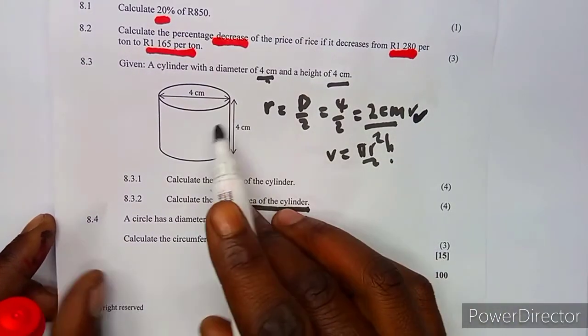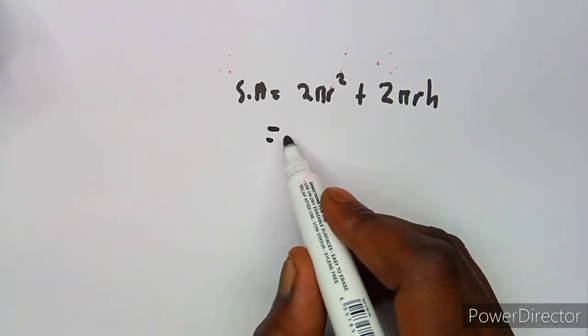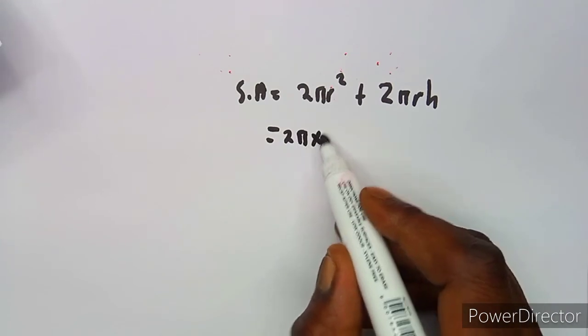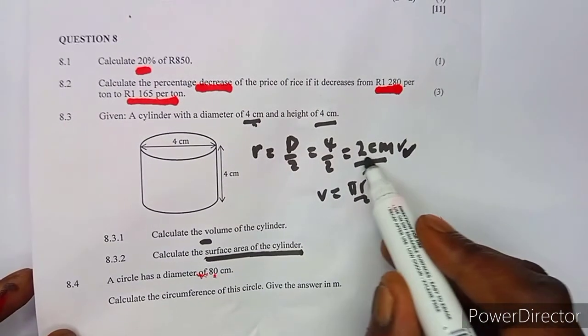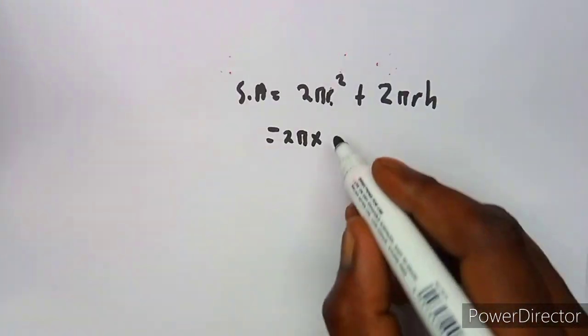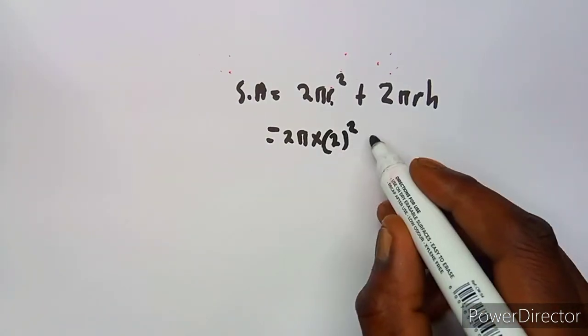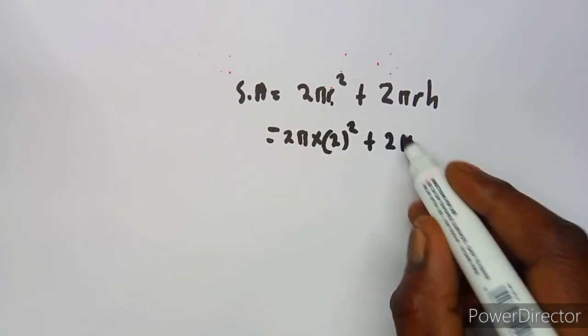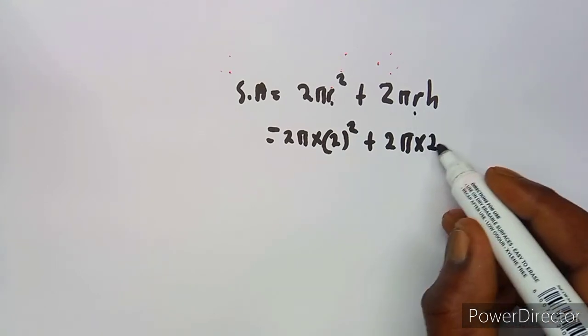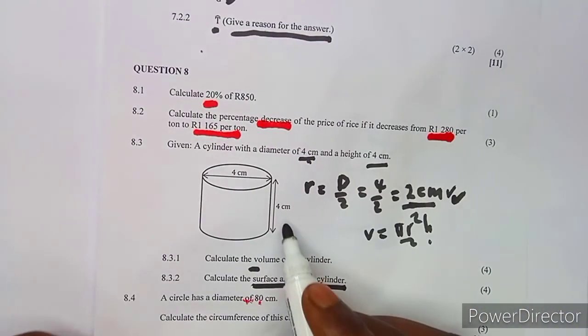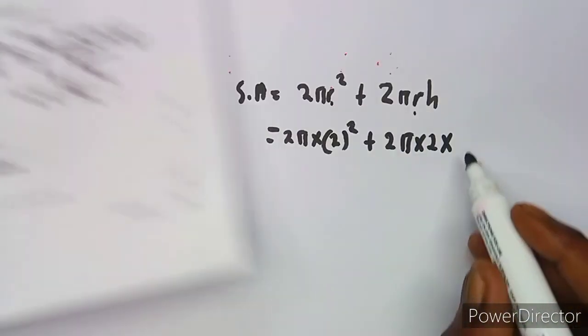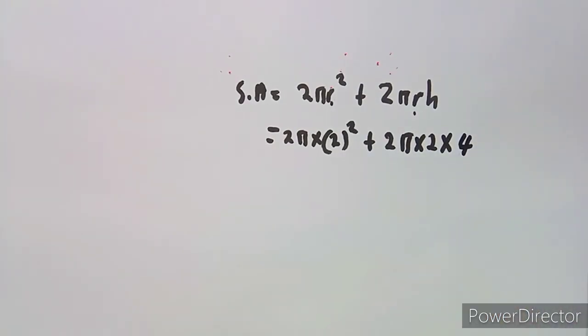All right, so you can substitute the values that we are given, because we have got the r now and everything. So that's 2 pi times r squared. We said our r is 2, so it's going to be 2 squared. All right, plus 2 pi times r, which is 2, times h. Remember, our h is the height, which is 4. So that's what you're going to have, guys, from this part.